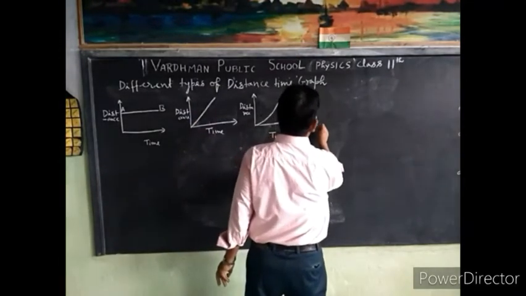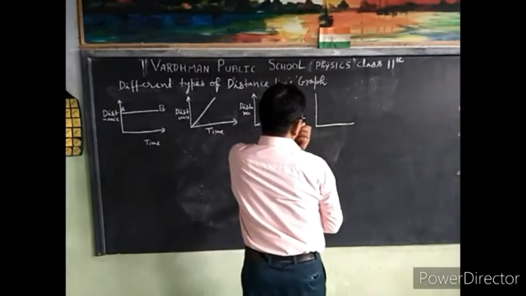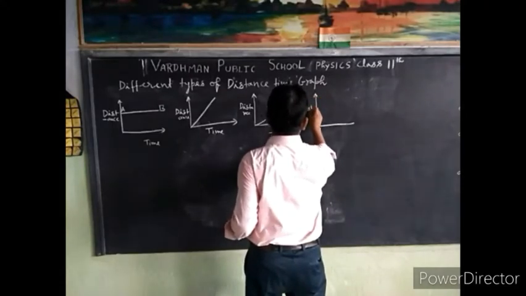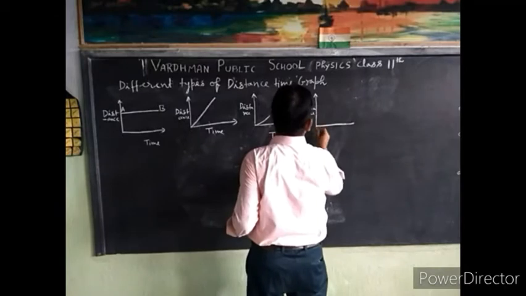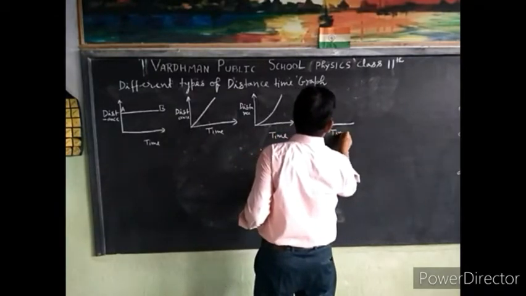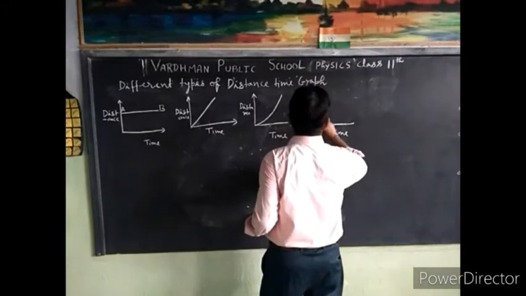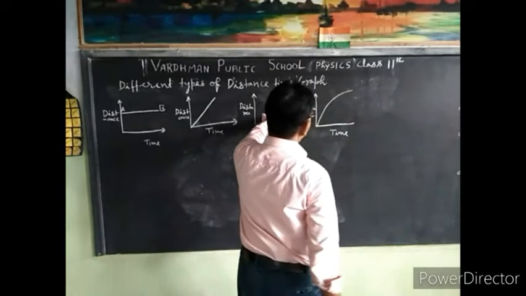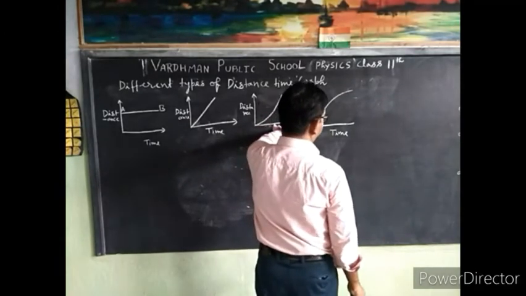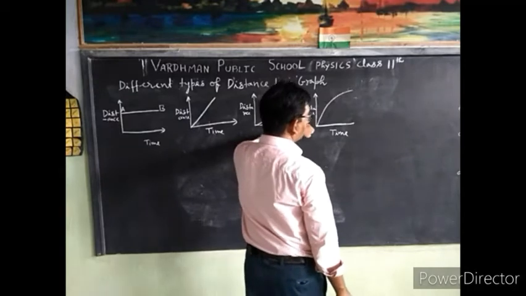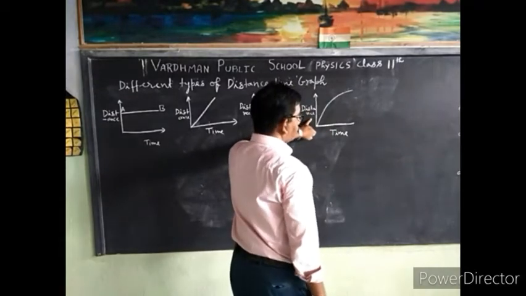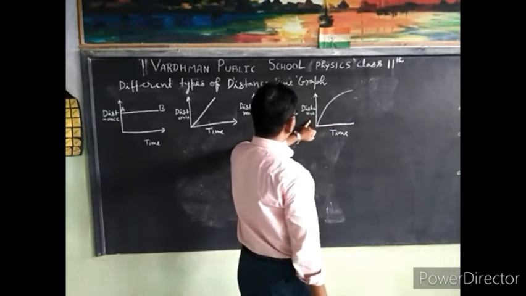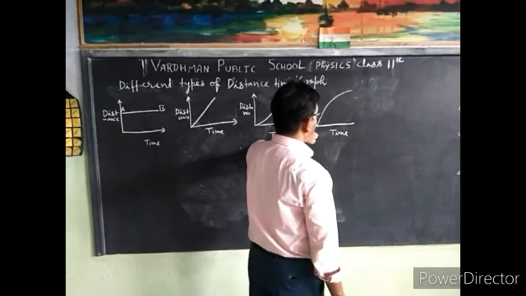Now we draw the fourth graph. Distance along the y-axis, and time along the x-axis. We plot the graph between distance and time. Now this is the distance-time graph for decelerated motion. This graph shows decelerated motion because the slope of the graph is decreasing with time.